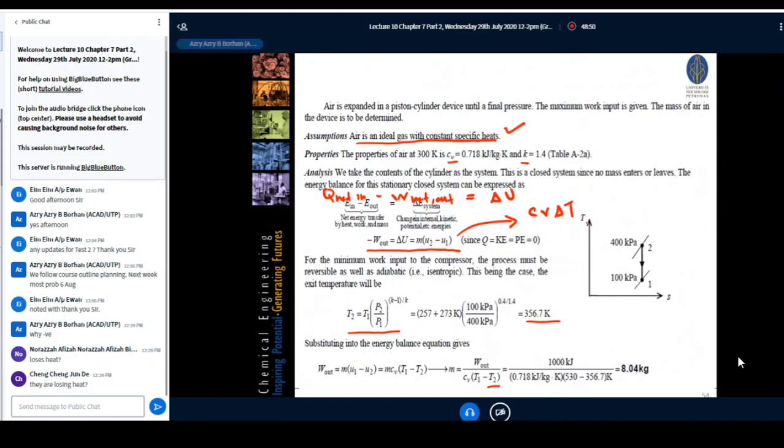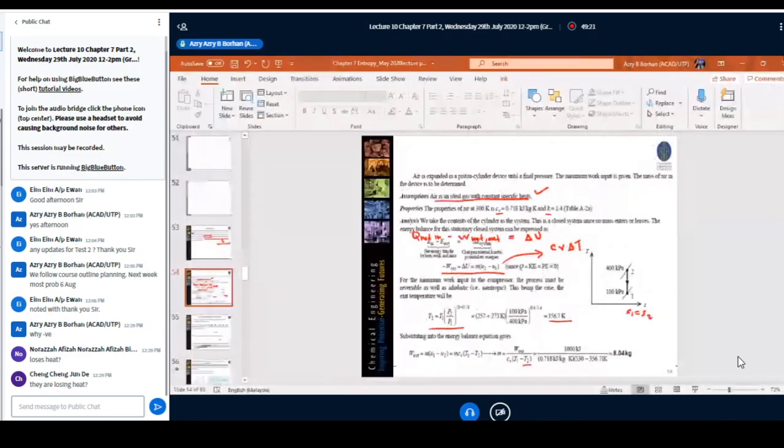Now, if you plot the temperature versus entropy diagram, okay, you will have a straight vertical line connecting these two states, because it undergoes an isentropic process. S1 is equivalent to S2. Alright. Okay guys, any questions so far? Any part that you do not understand?